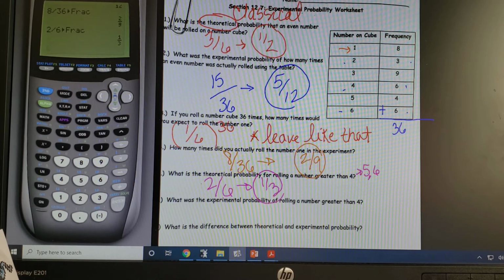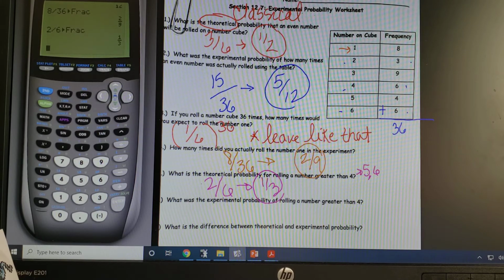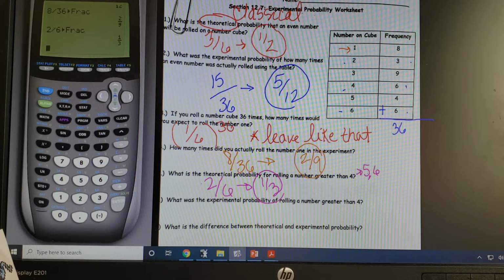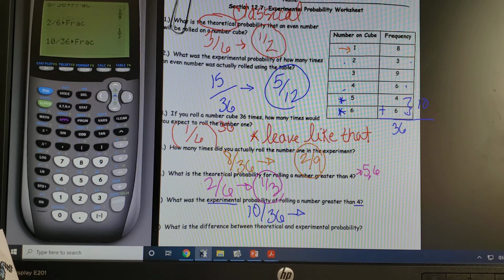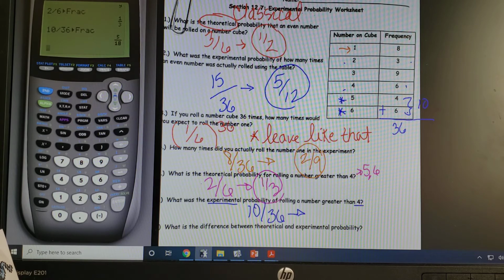All right, next up, what's the experimental probability of rolling a number greater than 4? So this one you're going to use the chart. So greater than 4 would be 5 and 6. So it looks like you did that 10 times. So 10 out of 36. And that reduces to 5 over 18.